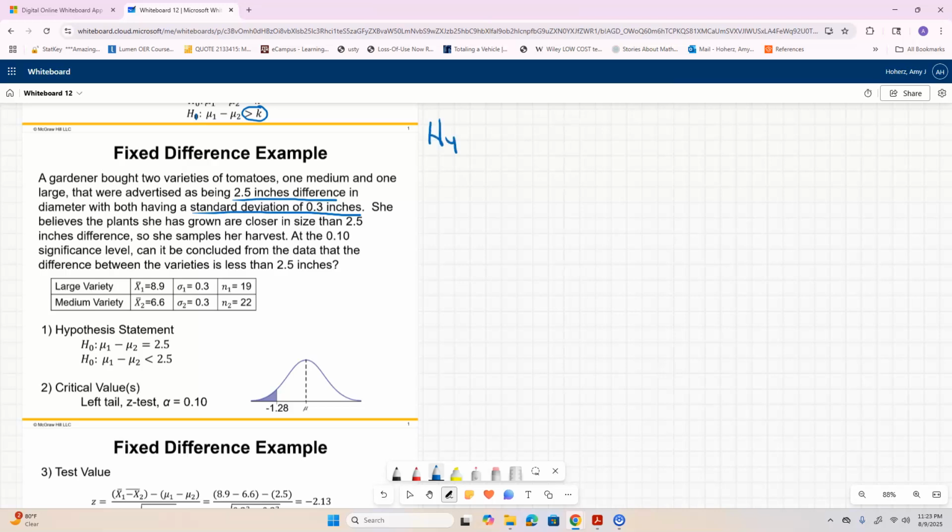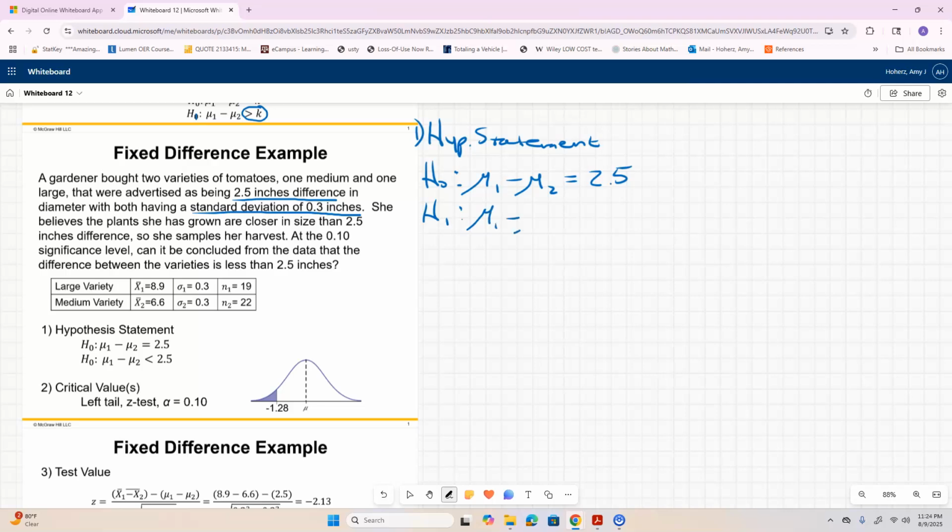So our hypothesis statement, when we're talking about a fixed difference, we're going to go, null hypothesis is that mu1 minus mu2 has that fixed difference. So in this case, 2.5 inches. Then the alternative hypothesis in this case is that the difference between them is less than the stated difference, that they're closer together than they are advertised to be. The difference between the varieties is less than 2.5 inches.